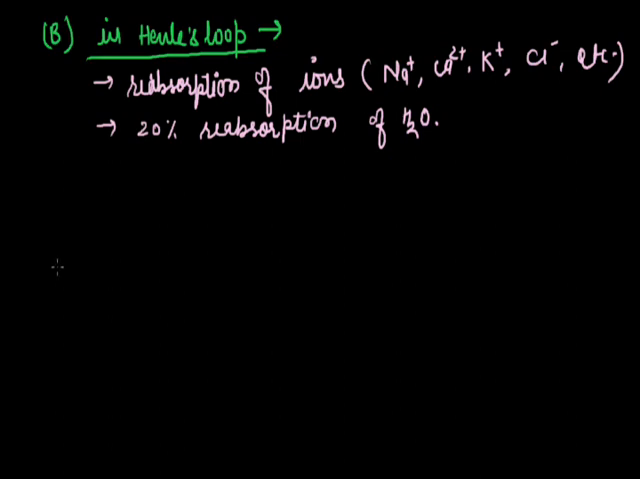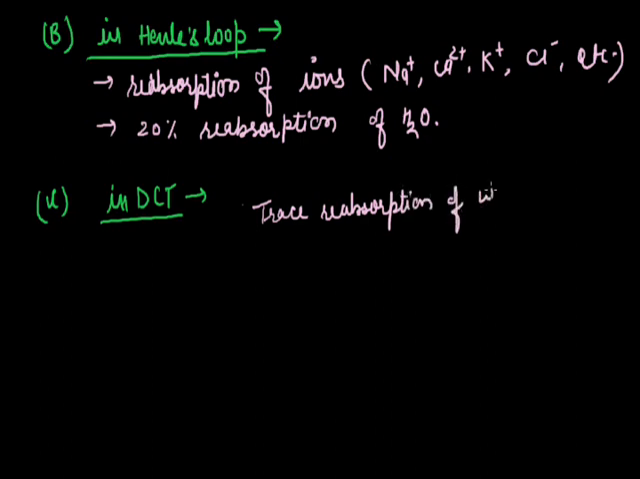Now the next passage is DCT, where the third step of reabsorption is done. Actually, DCT is not only related with the reabsorption, but a little bit amount, or you can say a trace reabsorption of water is going on here. Water and salts. It's related with the trace reabsorption. So we can say here 0.1 to 1% reabsorption of water and ions are done.